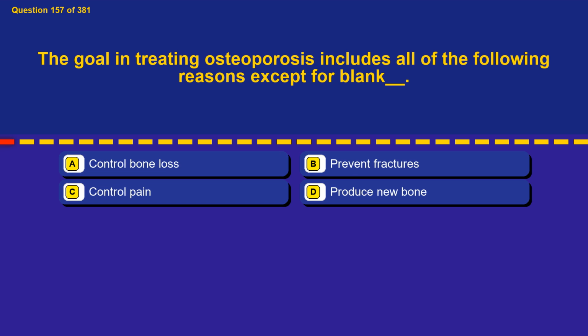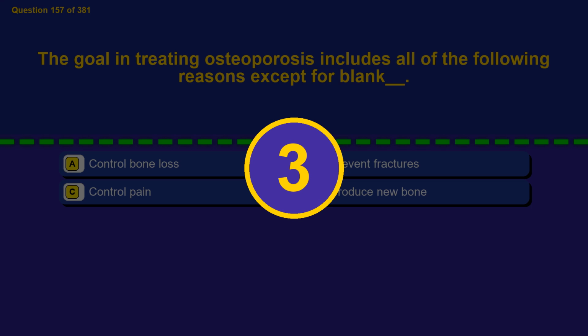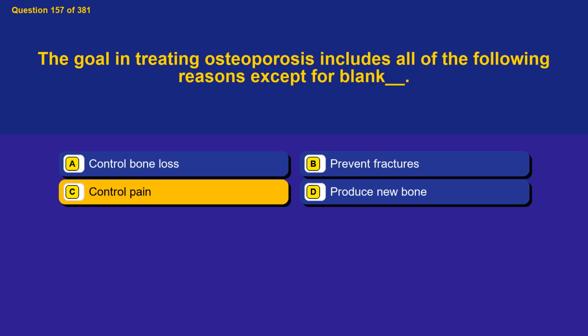Question 157. The goal in treating osteoporosis includes all of the following reasons except for blank. Option A, control bone loss. Option B, prevent fractures. Option C, control pain. Option D, produce new bone. The correct answer is option C, control pain.